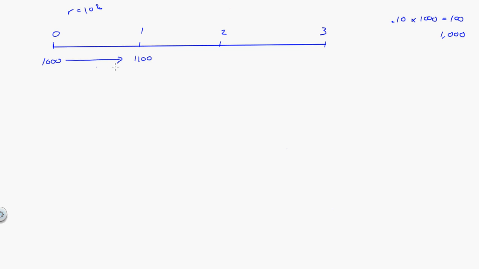So when I did this, what did I do? I said, well, the value at year 1, which is equal to 1,100, is equal to the value today, which is equal to 1,000, times 1 plus 10%. I just did that one time, and we'll talk more about this formula as we go through this.